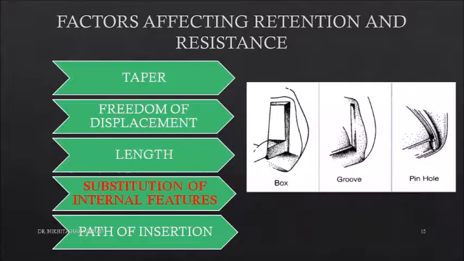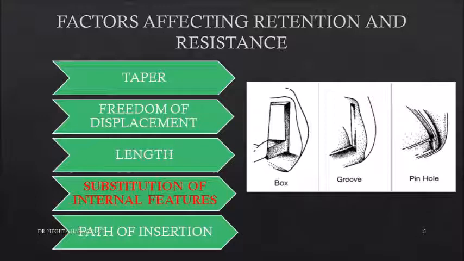In cases where ideal taper and length are not achievable in a preparation, resistance and retention form can be improved by incorporation of certain internal features, that is supplementary retentive features. These are box, grooves and pinholes. Box forms are used in cases where there is an interproximal caries or prior restoration. This serves a dual purpose of caries removal as well as improving the retention.